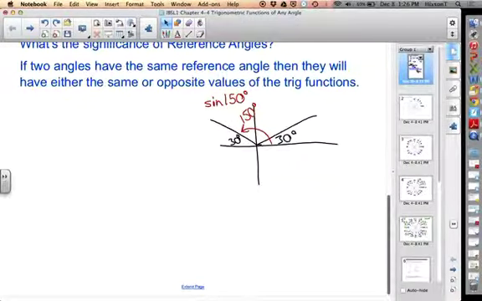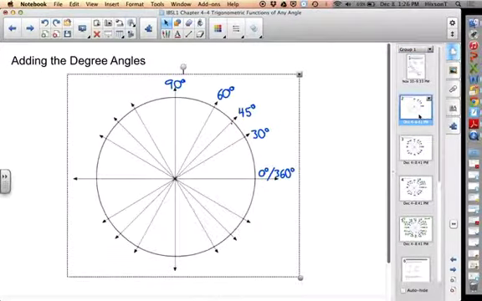So, let's start working on our unit circle and figure some of this out, okay? Here's what you know so far. I'm going to start just with degrees. We start at 0 or 360 degrees, and we go 30, 45, 60, 90. This is what I gave you your handout for, so you could have the whole thing all in one spot.